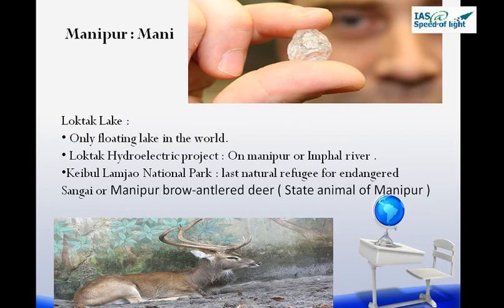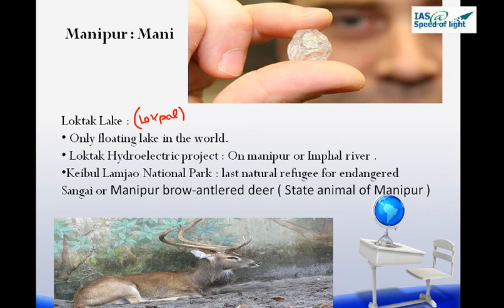Coming to another state, that is Manipur. Mani is diamond for us, a precious stone. So Loktak Lake. From Loktak, our image would be Lokpal. This is the only floating lake in the world, right? And there is a technical name also, which we will talk about when we see the physical geography part. It has once been asked in UPSC as well, what the floating lake in Manipur is actually known as. And Loktak Hydroelectricity Project on the Manipur or Imphal River.